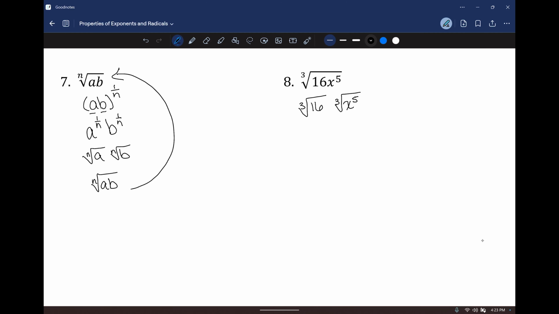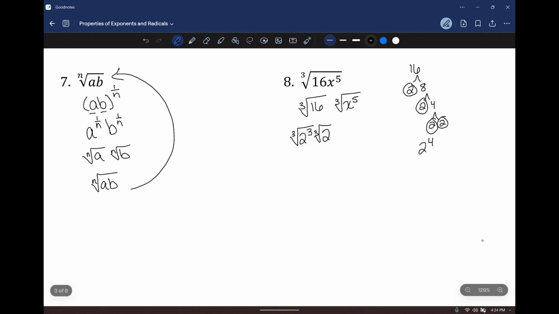So 16 is not a perfect cube, so we're going to do a factor tree for 16 to help us out. So we have 2 times 8. 8 is 2 times 4. 4 is 2 times 2. So I have 2 to the 4th. And I have to think to myself, how many of those 2's will make a perfect cube? Well, go backwards. Will 3 divide by 3? Yes. So I can split this into 2 cubed, which would leave me with one 2 left over.